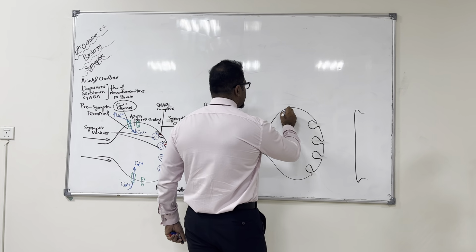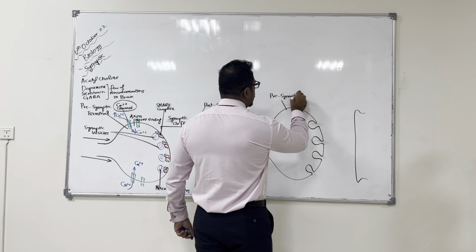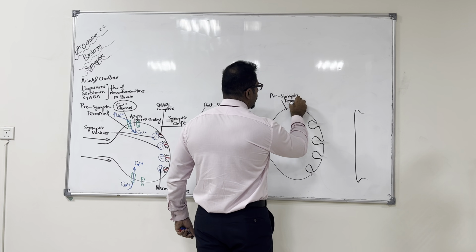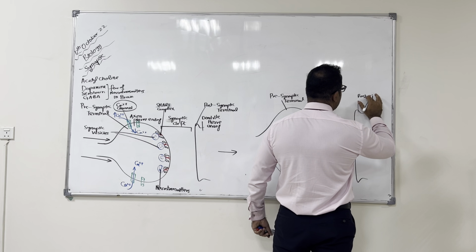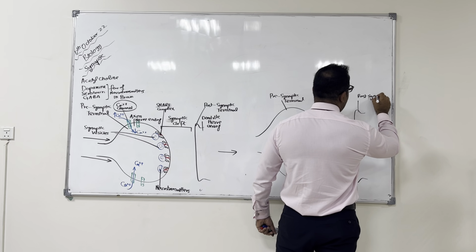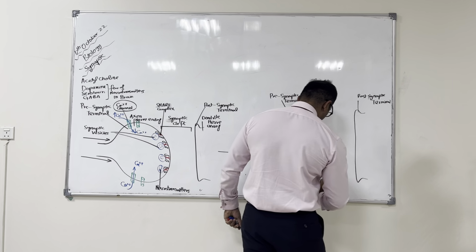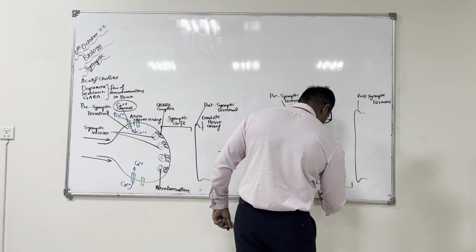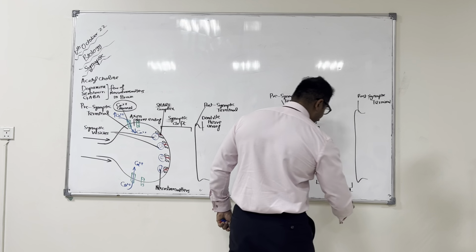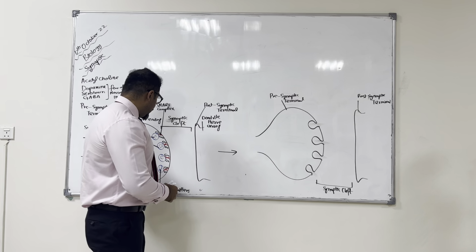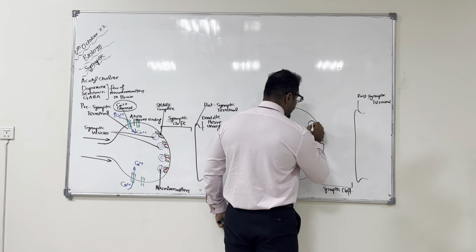Now remember that this is what? This is the pre-synaptic terminal. This is what? Post-synaptic terminal. Over here, this is what? Synaptic cleft. Now remember that inside these vesicles, what was present? Neurotransmitters, right?